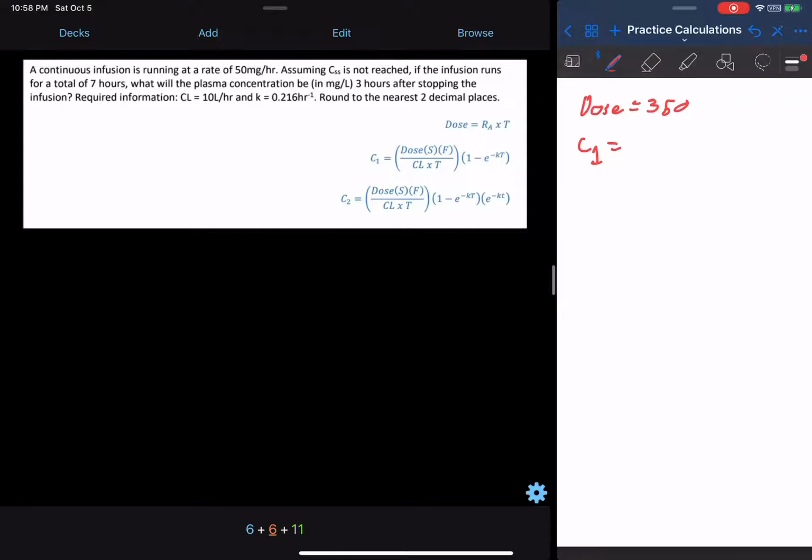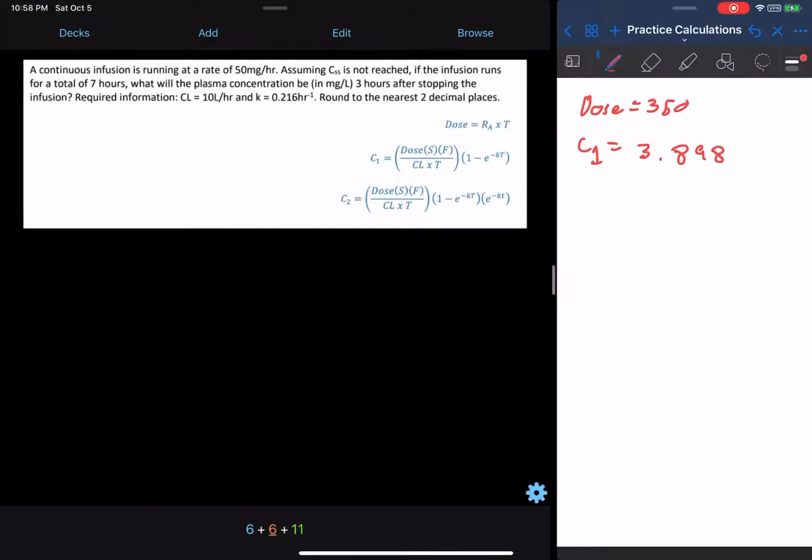Wait, I think for capital T, that's the total number of hours, so I'm going to stick with 7 for that. And then for the final part, 1 minus e to the negative 0.216 times 7. That comes out to about 3.898.